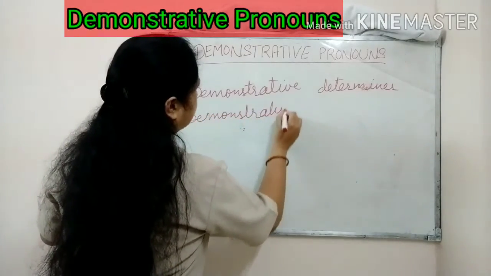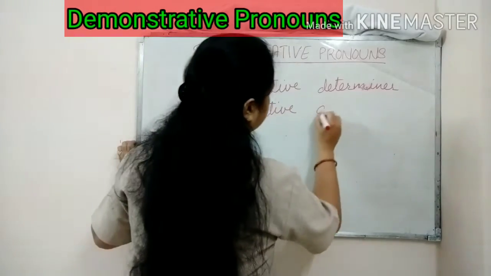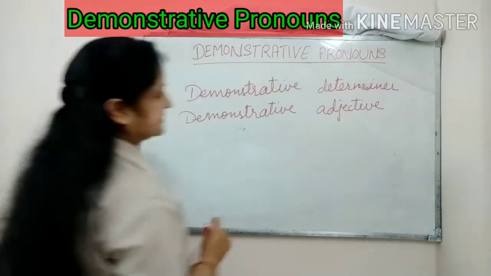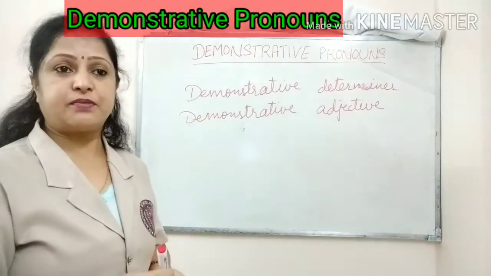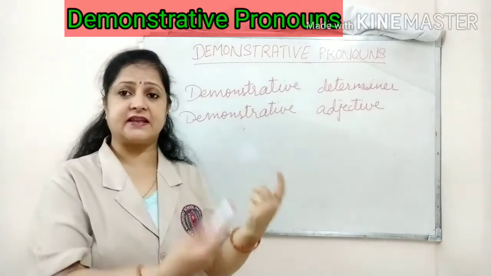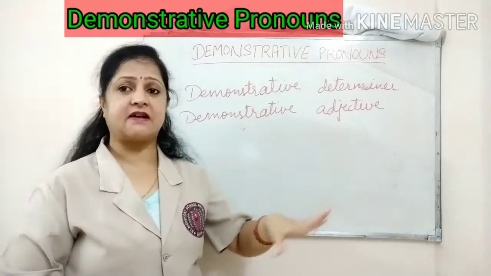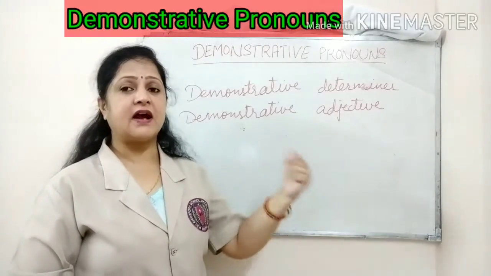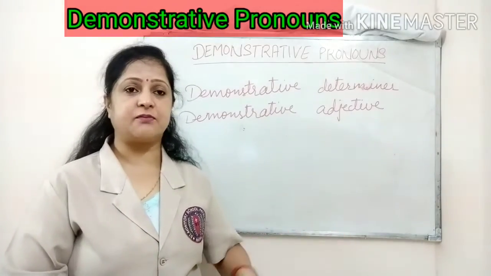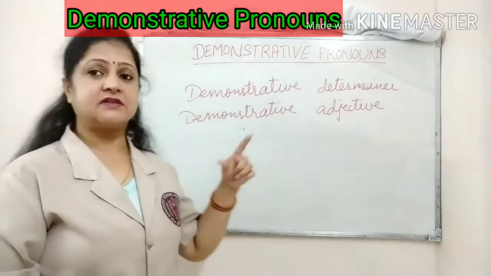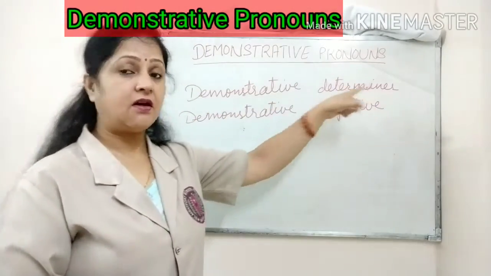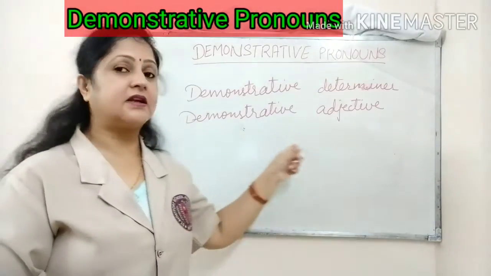Is it clear? So in such cases where a demonstrative pronoun is followed by a noun, instead of writing an auxiliary verb just after the demonstrative pronoun, if we are writing a noun just after it, the demonstrative pronoun functions as a demonstrative determiner, or we also call it a demonstrative adjective.